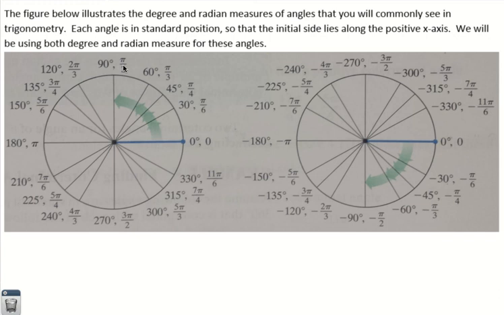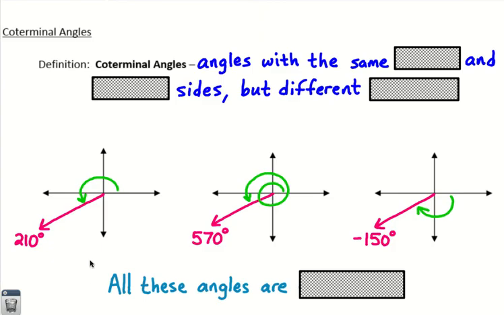See how 90 degrees is the same as pi over 2 radians. 150 degrees is the same as 5 pi over 6, which is kind of the same as 5/6 of pi, right? Just like 120 degrees is 2/3 of pi. Remember, what's pi? 180 degrees. 300 degrees is 5/3 of pi, or 5 pi over 3. And there's a lot here. So, nice little reference guide.